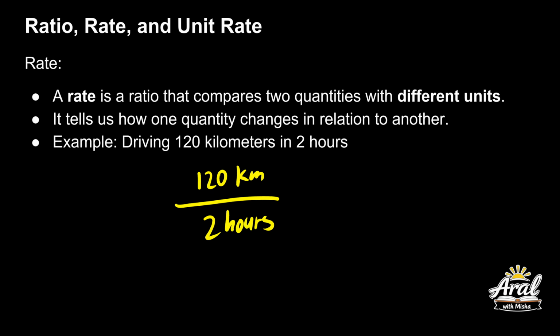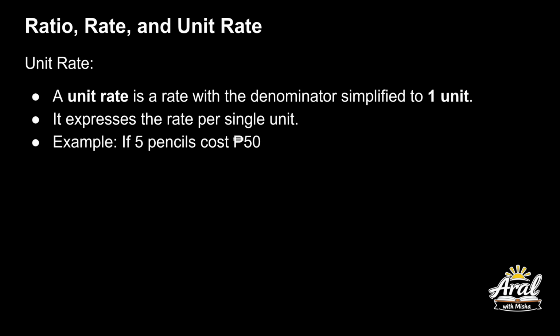So next is unit rate. Okay, balik tayo dito sa 120 kilometers per 2 hours. This is the rate. But if you're going to look at unit rate, it's a rate with the denominator simplified to 1 unit. Okay, so denominator mo is 1. It expresses the rate per single unit.